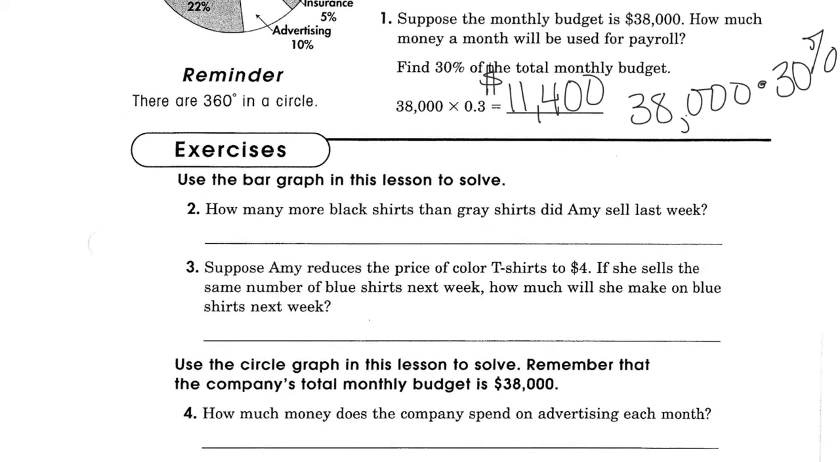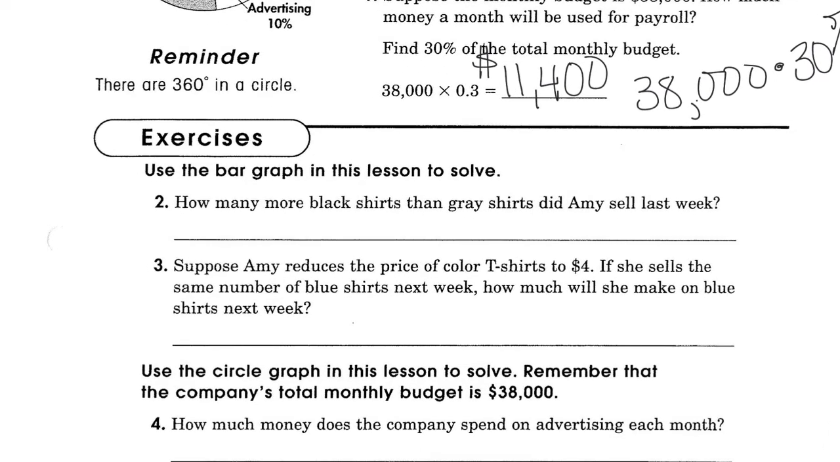Now, when you come down here on exercises, it says use the bar graph in the lesson to solve. This is on page 42 is the graph. So it says, how many more black shirts than gray shirts did Amy sell last week? Pretty easy problem. Look at the graph, answer it. It says, suppose Amy reduces the price of colored t-shirts to $4. If she sells the same number of blue shirts next week, how much will she make on blue shirts next week? You have to write down the problem and solve it. I think you guys can do that with no problem.